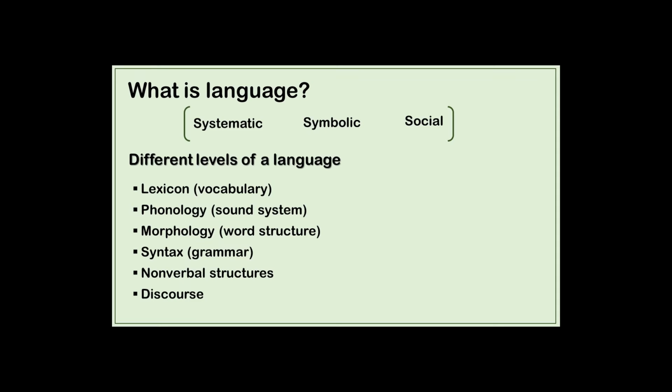Languages are symbolic. In languages, sequences of sounds and letters possess meaning, and this sound-meaning mapping is different in each language. In other words, the same sequences of sounds could have different meanings in different languages.